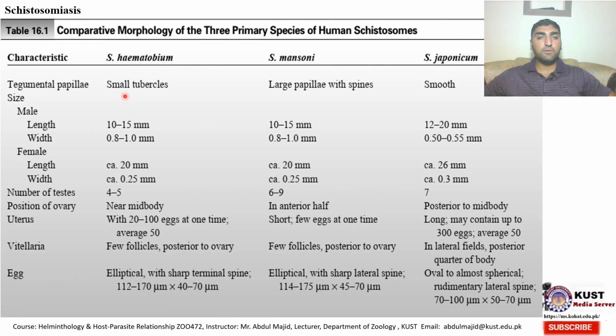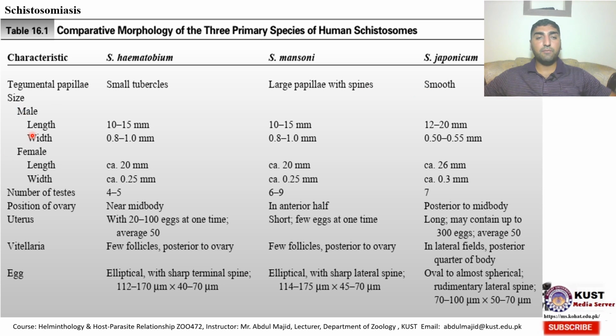This is the table of characteristics, and these are the three different species and how you will differentiate among them: Schistosoma haematobium, Schistosoma mansoni, and Schistosoma japonicum. Tegumental papillae: in haematobium these are small tubercles, in mansoni large papillae with spines, and in japonicum they are smooth.